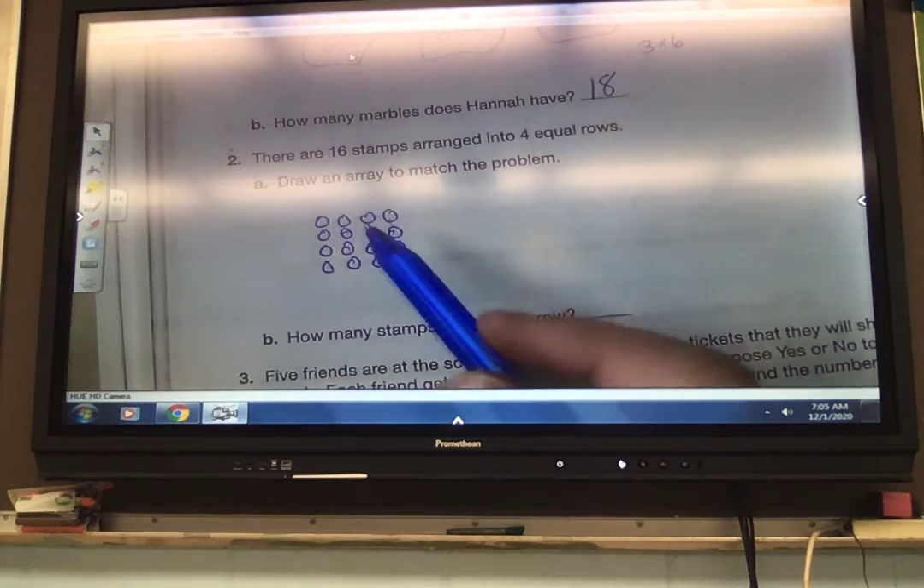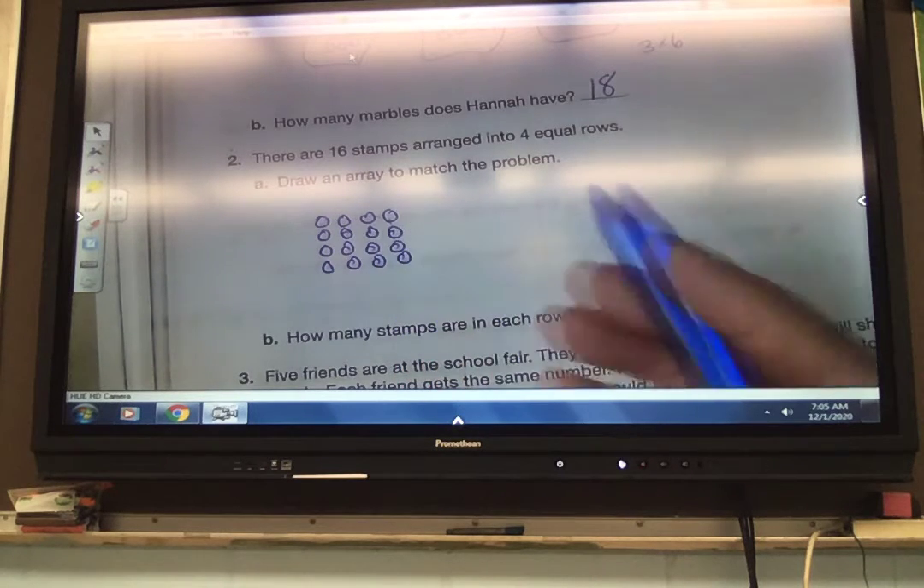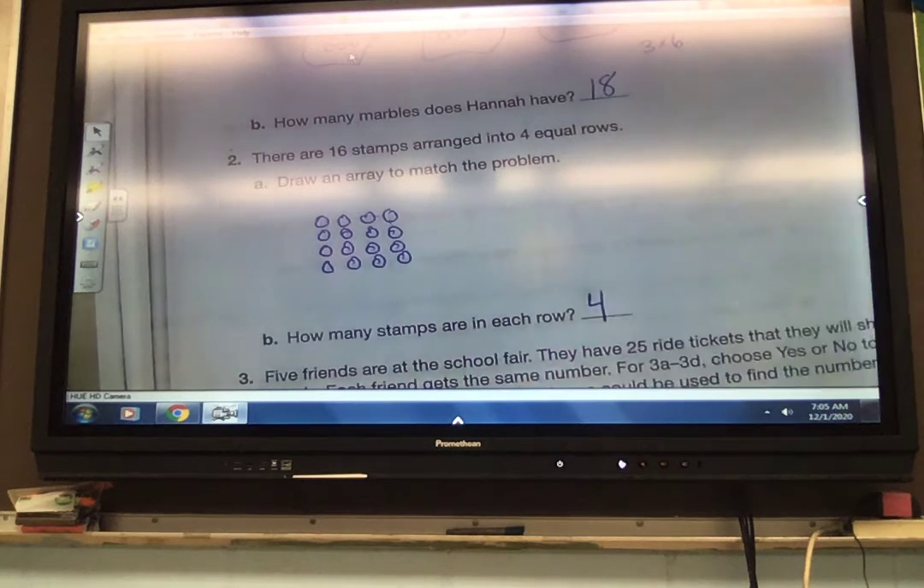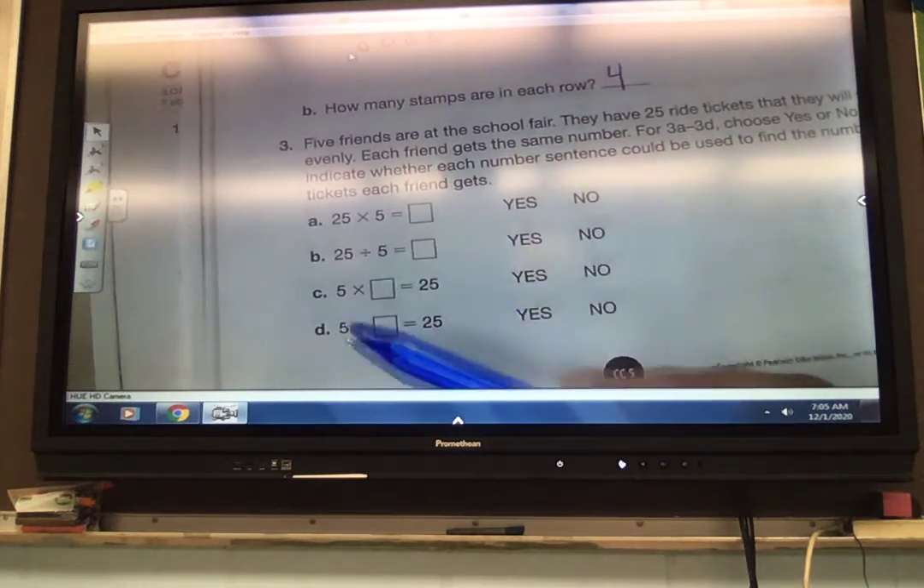How many stamps are in each row? Well, if I look in a row, 1, 2, 3, 4, there are 4 stamps or 4 columns in each row. 4 times 4 is 16, so that makes sense. Down at the bottom, there are some silly choices here.